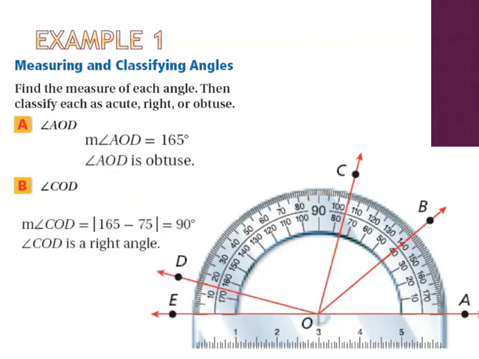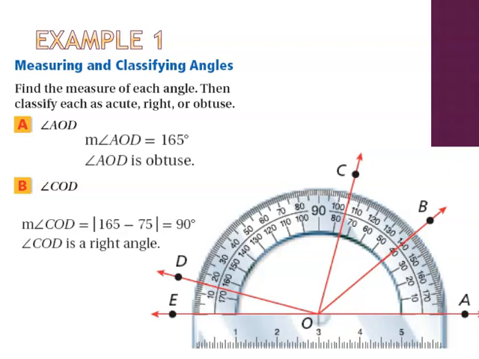Now, if instead of using the bottom numbers, you use the top numbers, we would have OC going through at 105, and OD going through at 15. And you can do 15 minus 105, take the absolute value, and that will also give you 90 degrees.